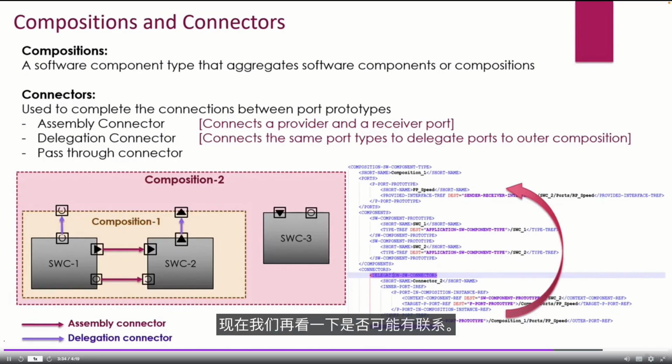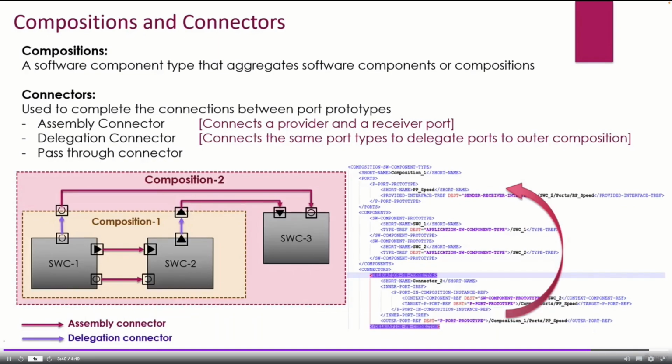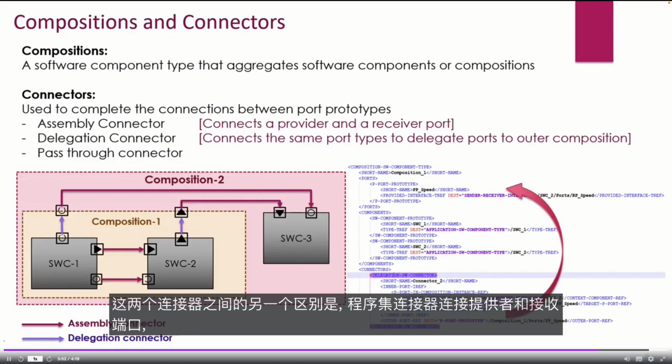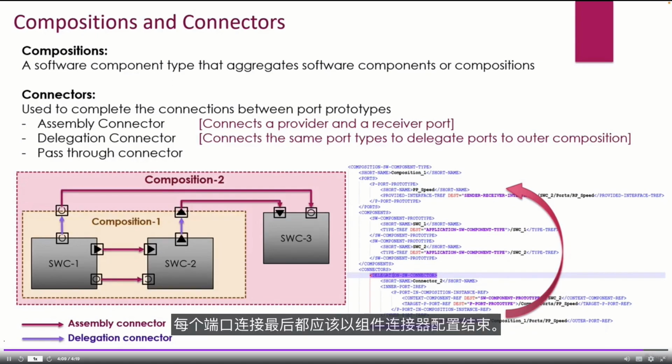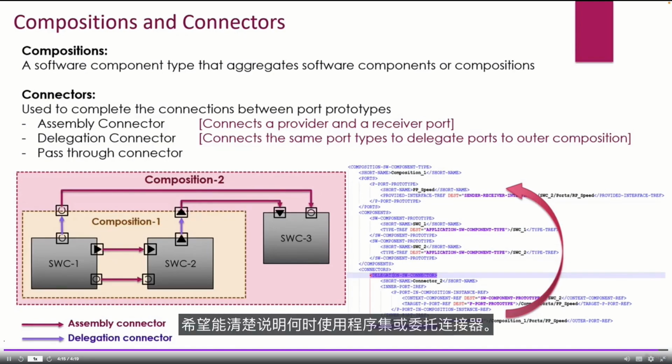Let's look again now if the connection is possible. The opposite connecting ports for software component 3 are now available within the same parent, and we can now have an assembly connector between composition 1 and software component 3. The connection is complete now. An additional difference between these two connectors is that an assembly connector connects a provider and a receiver port, but a delegation connector connects the same port type, either provider to provider or receiver to receiver. Every port connection should finally end with an assembly connector configuration. Hope it's clear on when to use an assembly or a delegation connector.